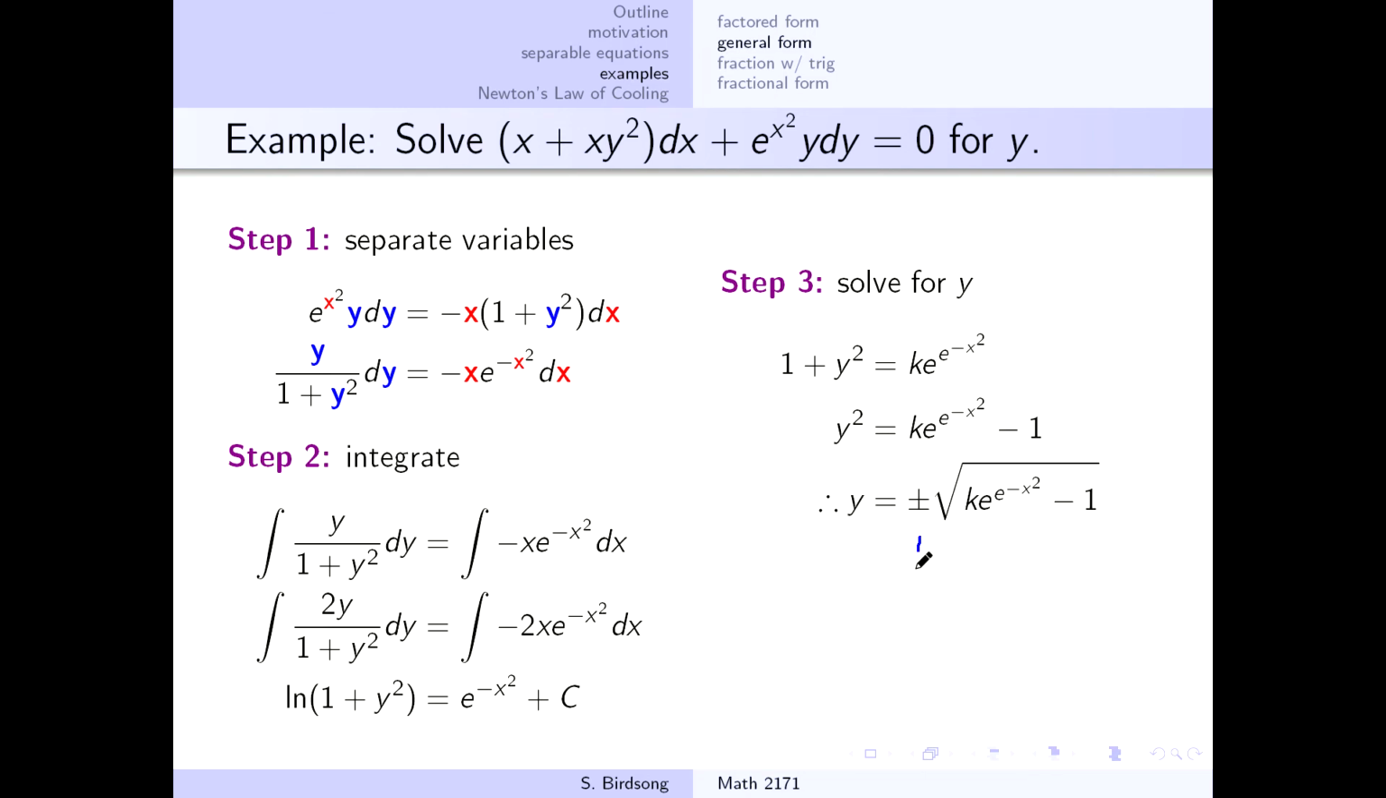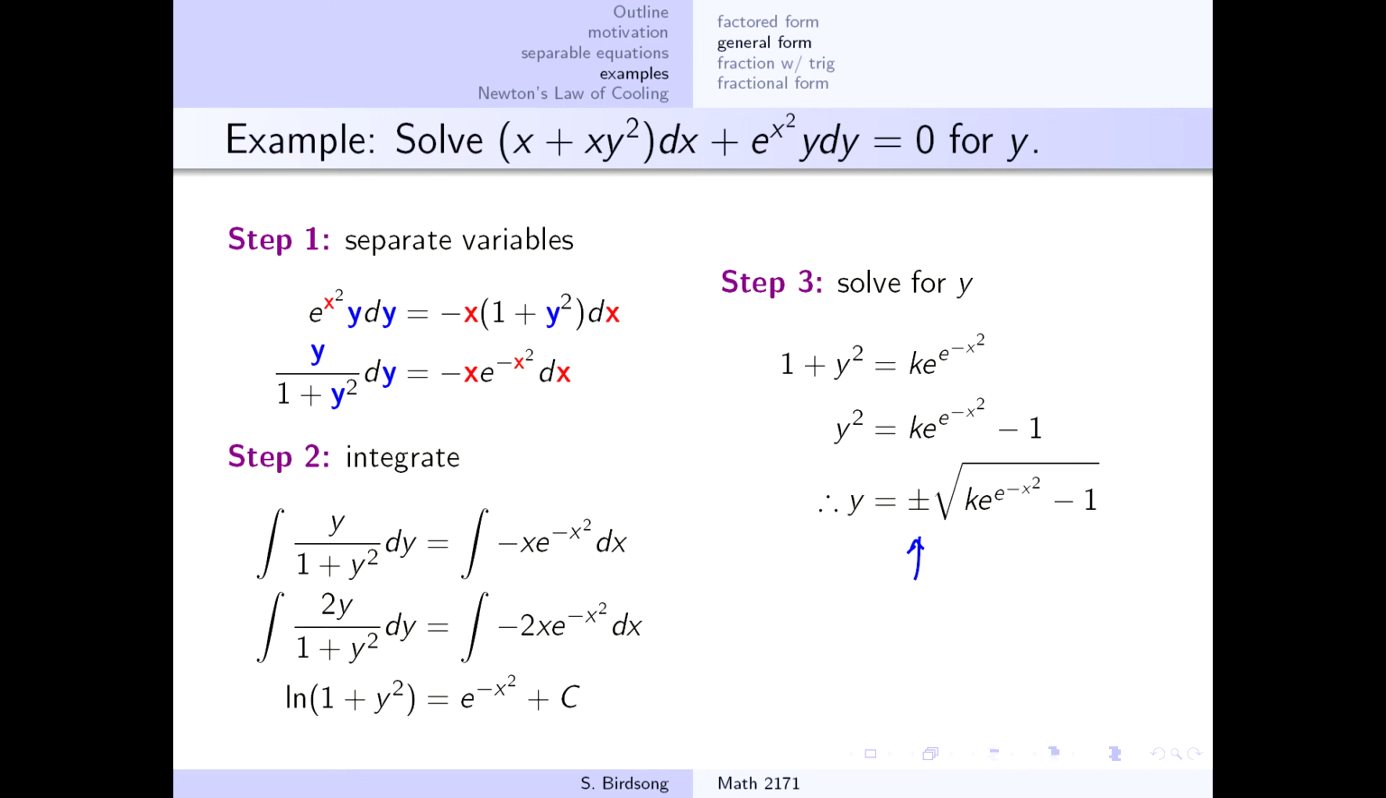Now, notice something that occurred right here. We have this plus or minus. When you take the square root of something, you do end up with either the positive or the negative root. At this point, we can't go any further because we don't know if we need the positive root or the negative root. The only way to tell would be if you were given an initial condition, an initial point, where you could plug it in and figure out, oh, hey, I need the negative value, or I need the positive value out front.